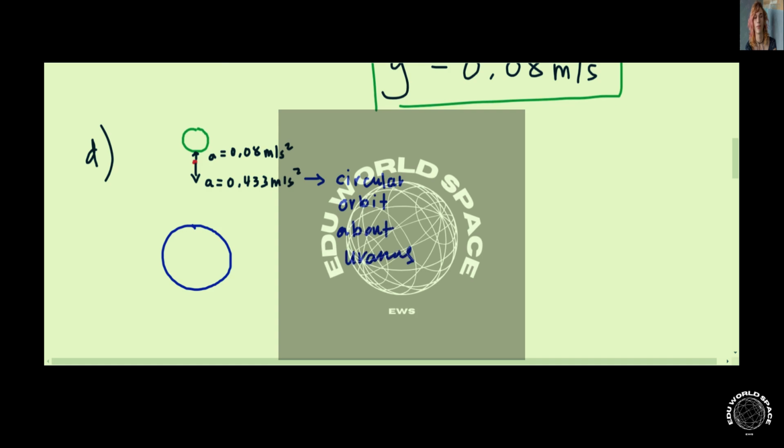So if you're standing on the surface of Miranda, you would still see the object moving towards Miranda or falling down relative to Miranda using this acceleration here. So that is the final answer to this question.